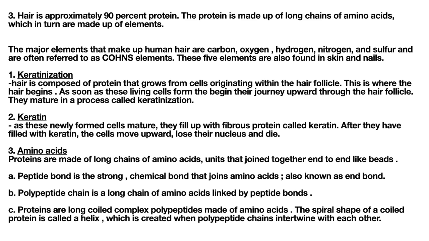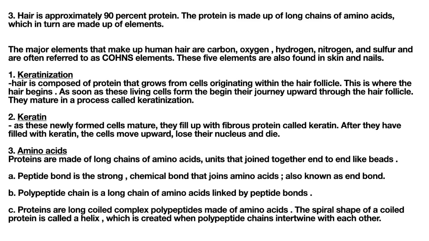Number 2. Keratin. As these newly formed cells mature, they fill up with a fibrous protein called keratin. As they have filled with keratin, the cells move upward, they lose their nucleus, and die. Number 3. Amino acids. Proteins are made of long chains of amino acids, units that join together end to end like beads. Peptide bonds is the strong chemical bond that joins amino acids, also known as end bonds.